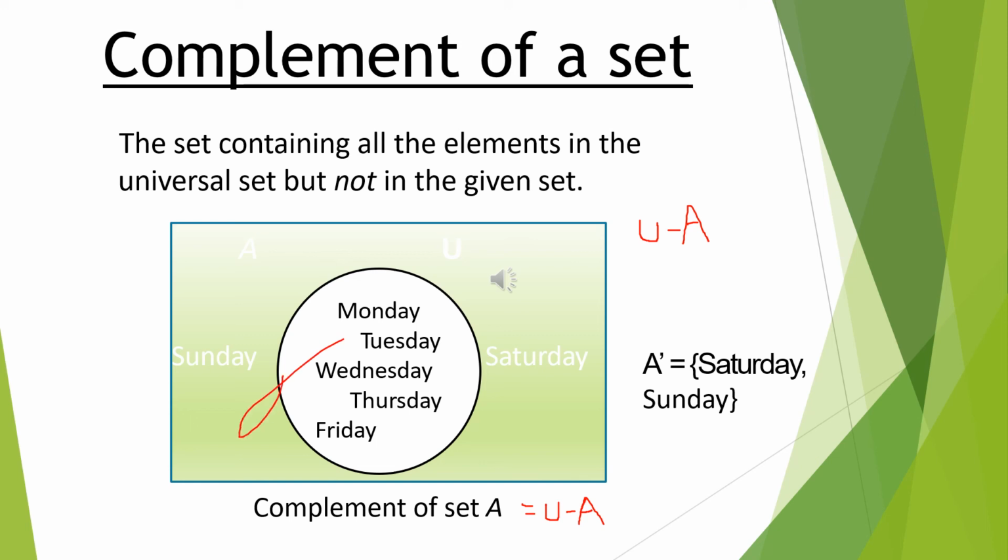Example. That is, you have the universal set Sunday, Monday, Tuesday, Wednesday, Thursday, Friday and Saturday. And A has the elements Monday, Tuesday, Wednesday, Thursday and Friday. And you want to find the A complement. What are the remaining elements of the universal set? That is Sunday and Saturday. That is, A complement will be equal to Saturday and Sunday.